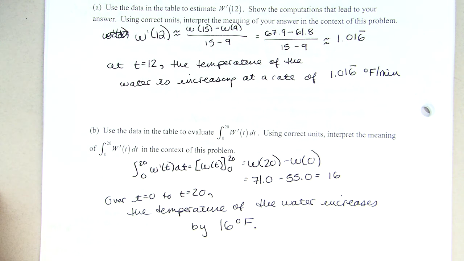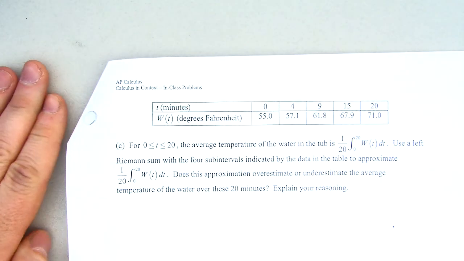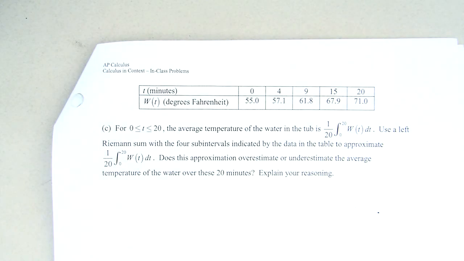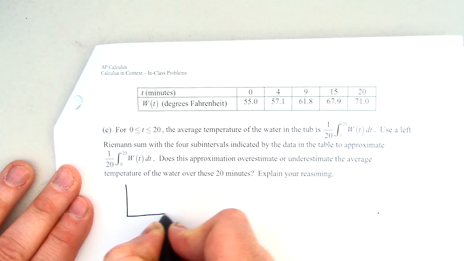Okay. One more very important part. The average temperature in the water is given by that integral over there. I want to figure it out using a left Riemann sum with 4 subintervals indicated by the data in the table. So this goes back to when we did our area approximations, drawing out the rectangles and stuff. I don't think the average part should make this much harder. Once we're done, we'll just multiply our answer by 1 over 20. I do think it may be a little bit of help. It's been a while since we've done these.